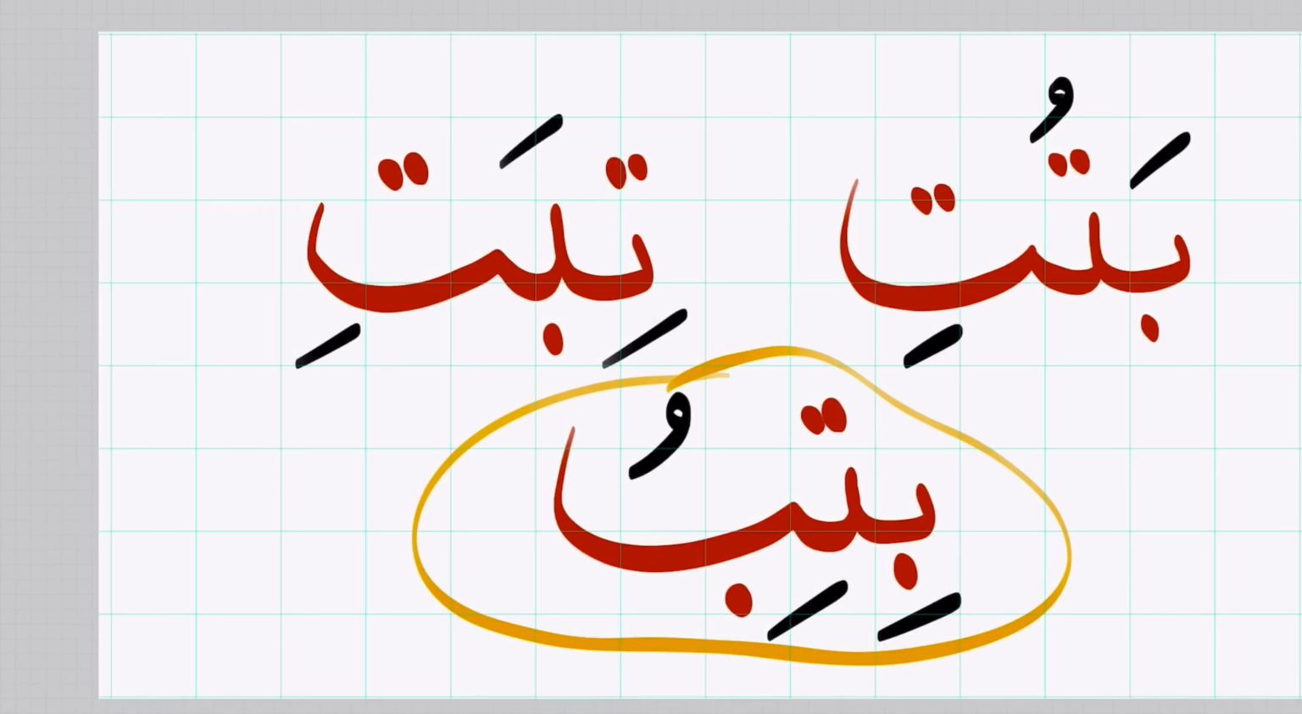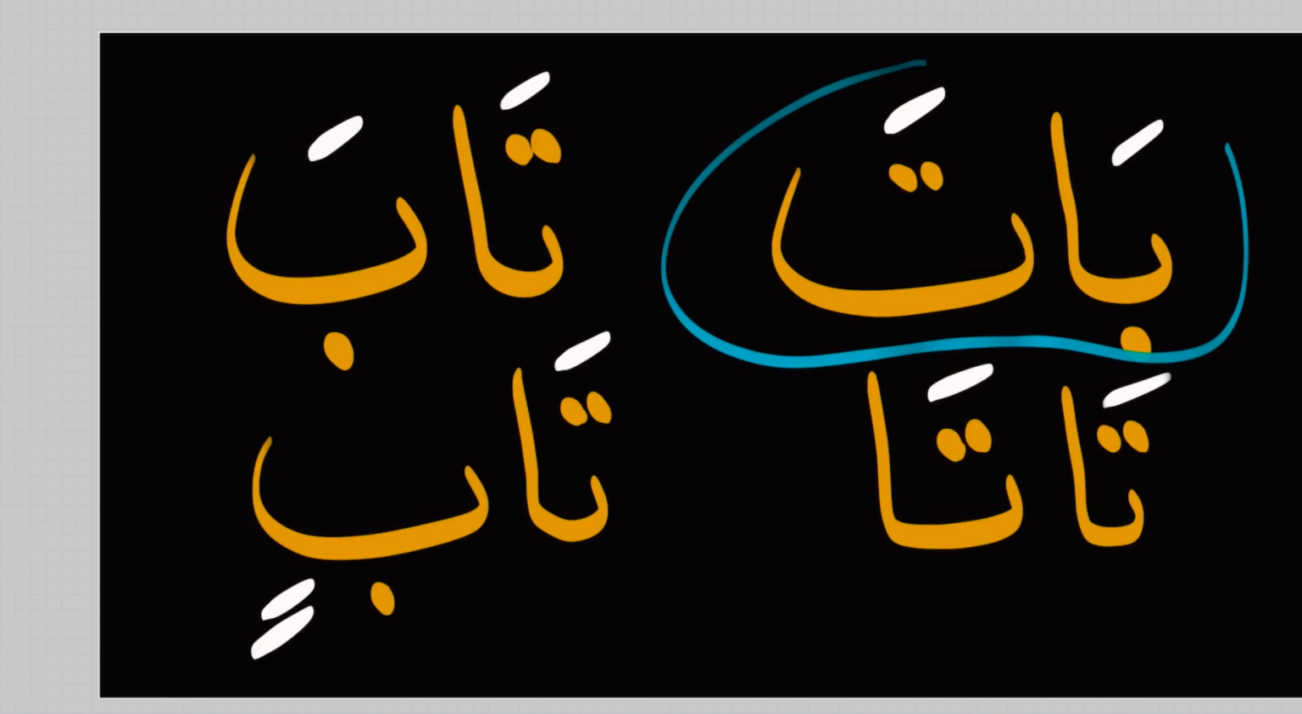Next practice. Here we have four words. A couple of them do exist in Arabic. The first word, try to figure out the pronunciation. You have two short vowels fatha. You have a long vowel a or aleph. The pronunciation will be bata. Bata. Went to bed or slept.